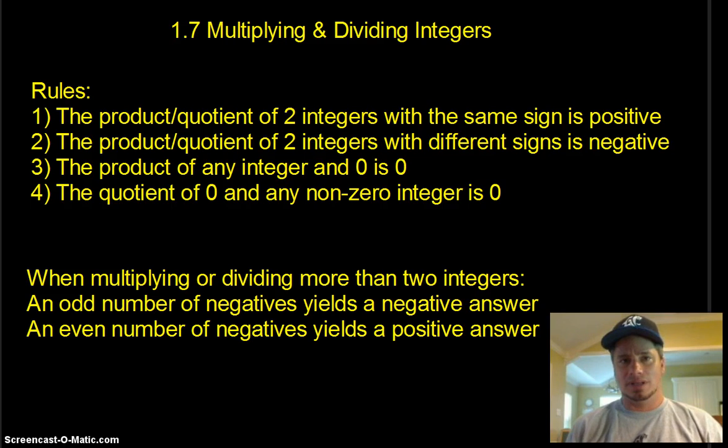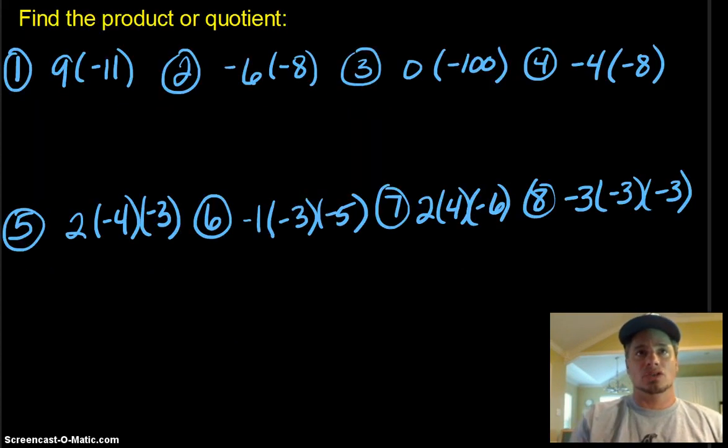And there's a rule that I would like to add. When multiplying or dividing more than two integers, it's always helpful to know this. An odd number of negatives in the problem yields a negative answer. So I've got 3, 5, 7, or 9. Any odd number of negatives, I'm going to get a negative answer. An even number of negatives yields a positive answer. So 2 negatives, 4 negatives, 6 negatives, anything like that, I will get a positive answer. Okay, so let's look at some examples that will help us understand these rules.